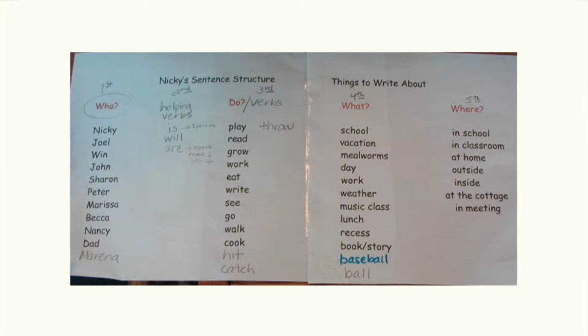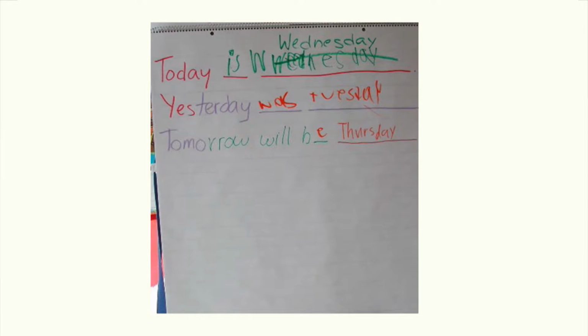His sentence structure: who does what, what are the verbs that need to happen, what are they doing, and where are they doing it? So this is just them writing their own stuff about today is Wednesday, yesterday was, tomorrow will be. So they're learning the days of the week and which day it is.